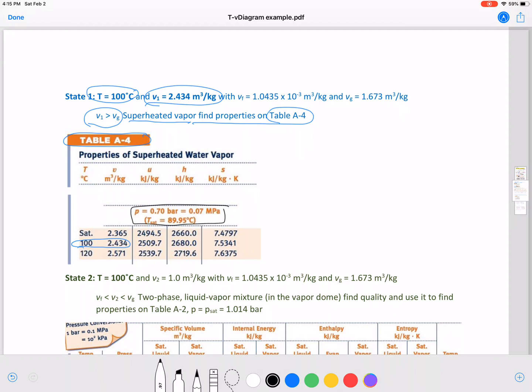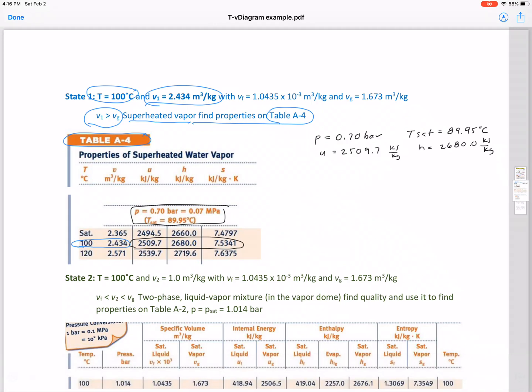And so we can see that our pressure is 0.70 bar, and for that pressure, our TSAT is 89.95 degrees Celsius. Then our other values are here as well. Our internal energy is here, and this is in units of kilojoules per kilogram. And we have our specific enthalpy. We can just pull all of these right off of this table. This is 2680.0 kilojoules per kilogram, and so on. So these are the state properties. We can just look them up. We know that this is a vapor. We know that these are the values associated with that.